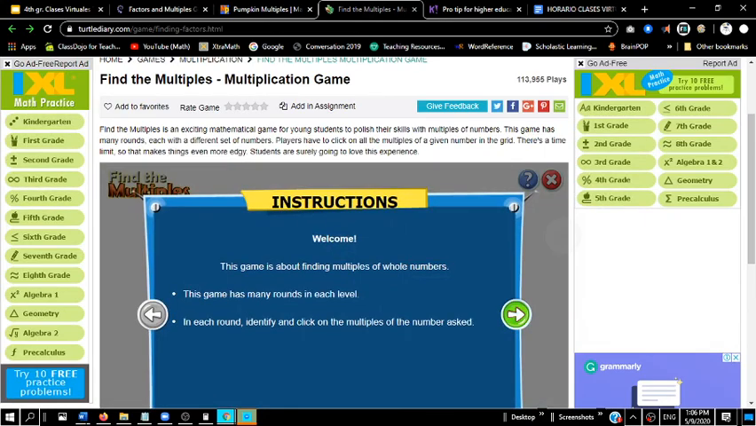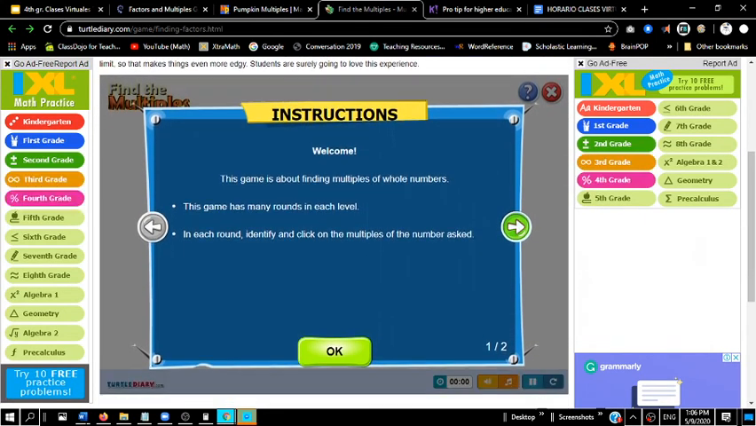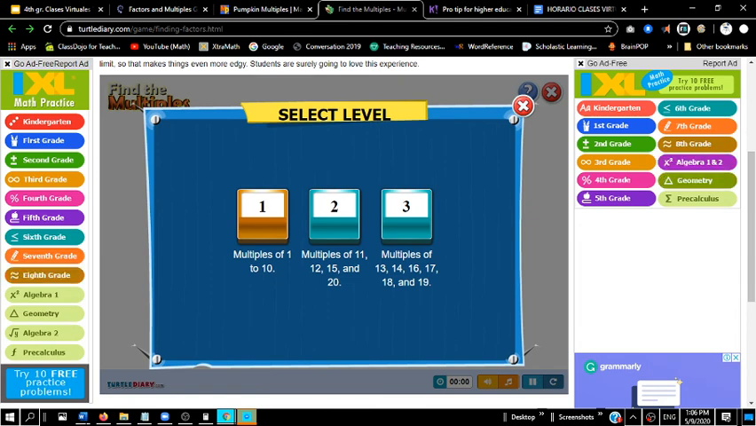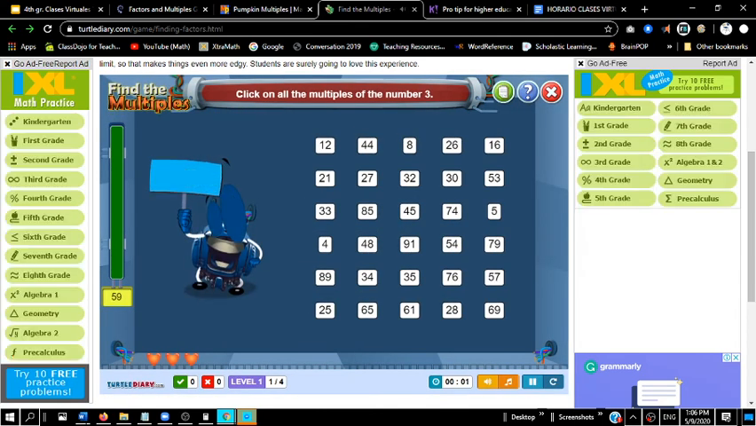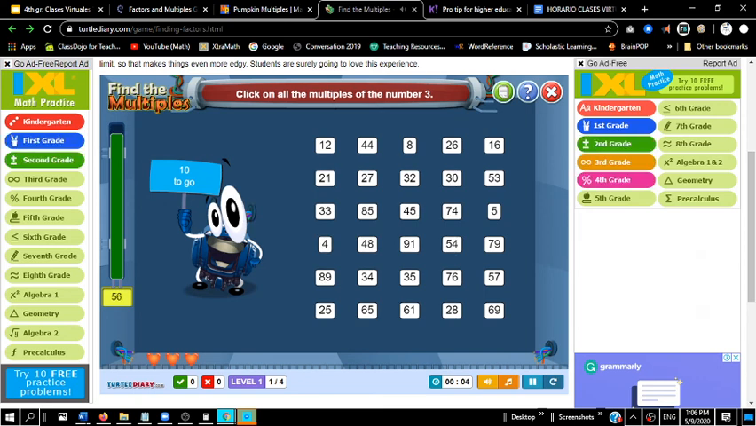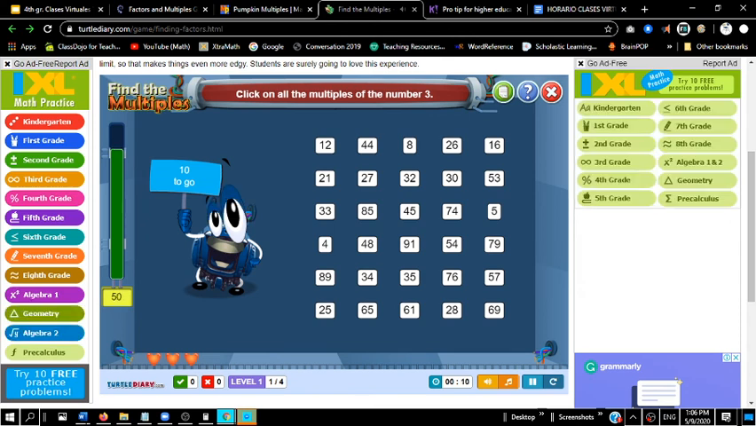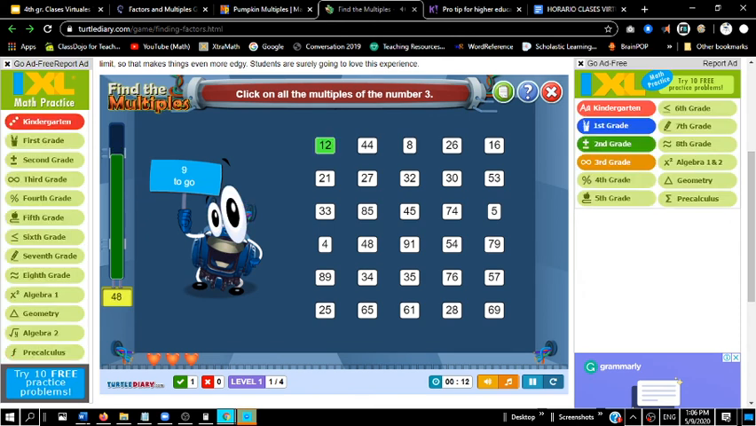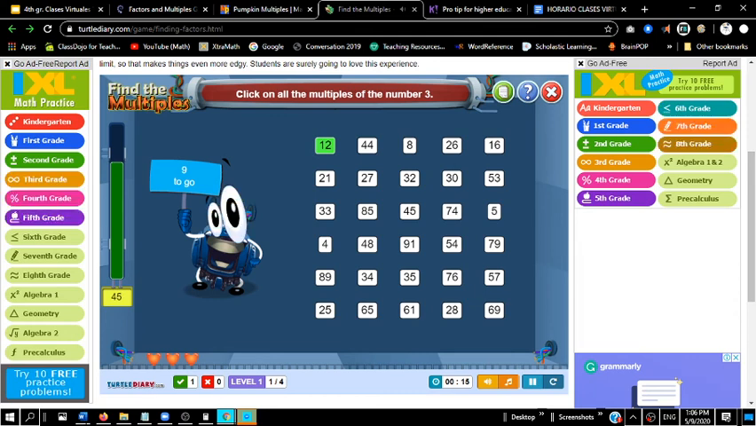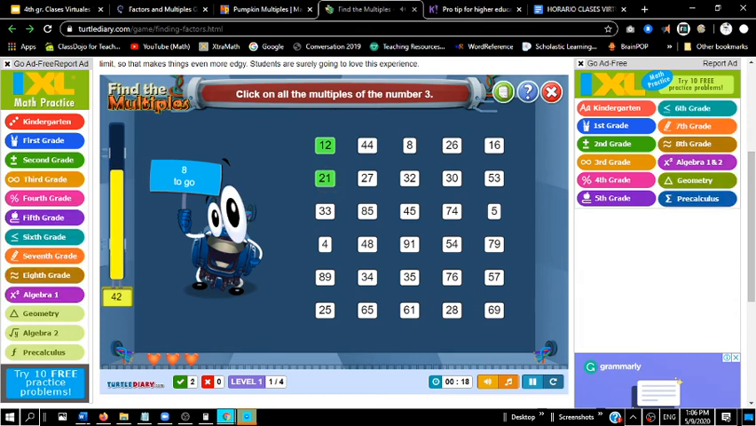Okay? Here we go. This is the Turtle Diary. Let's start on maybe the multiples of 10, just to make it easy. Okay, 10 to go. We got to figure out the multiples of 10. No, it says click on the multiples of the number 3. So 3, 6, 9, 12. There's 1. 7 times 3 is 21. 9 times 3 is 27. 10 times 3 is 30. 15 times 3 is 45. Ooh, are there any more?